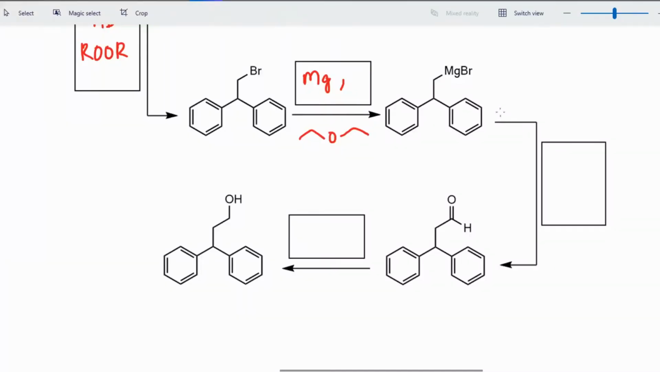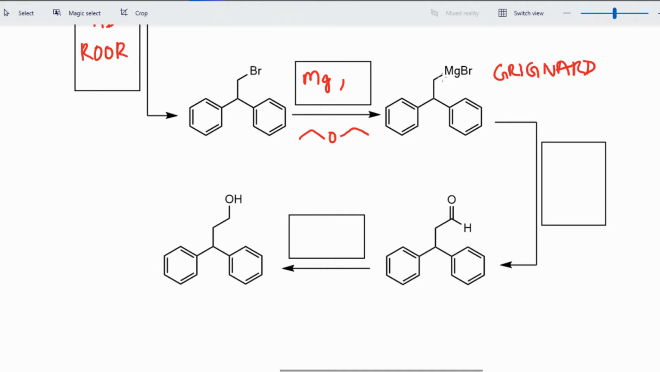All right, now we're proceeding pretty close to the end. We've converted successfully our Br into a magnesium bromide group, which makes it a Grignard reagent, so don't forget that. It's a Grignard right now. And we want to convert our Grignard reagent to an aldehyde.